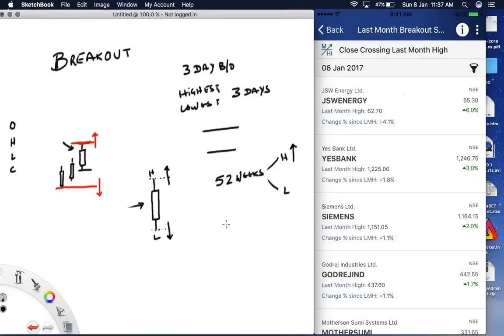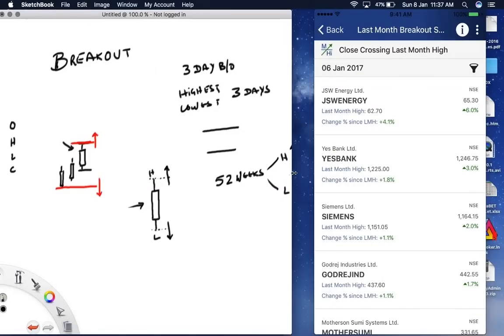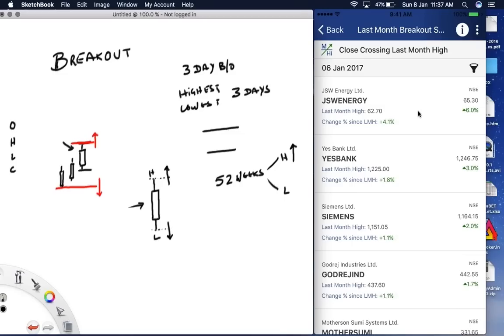I get JSW Energy, Yes Bank, Siemens, Godrej Industries. These stocks have all satisfied the condition that they have gone above last month's high. It's a bullish sign. As you can see on the right hand side, most of the stocks have posted a positive percentage close, 3%, 6%, Siemens has gone up 2%. Very simply, everyone, you have a list of stocks which has satisfied a bullish parameter.